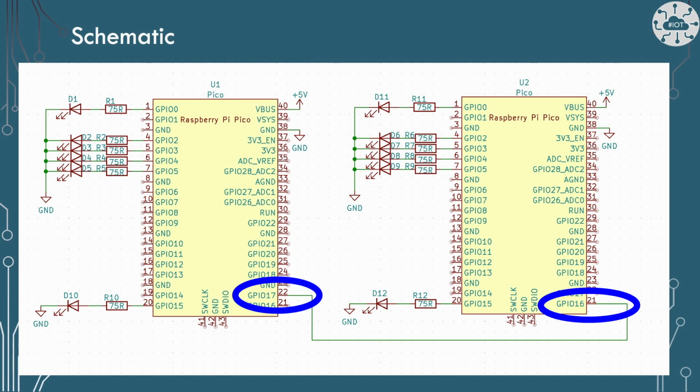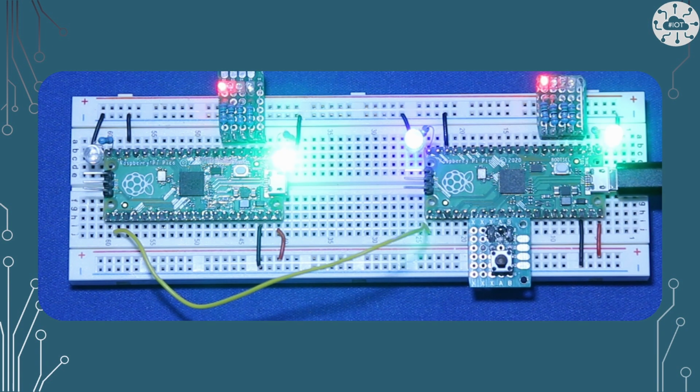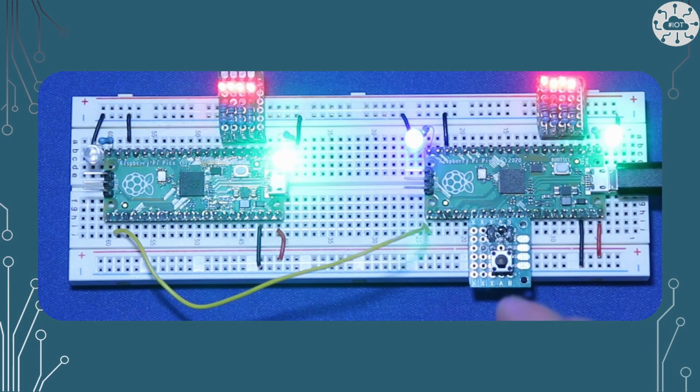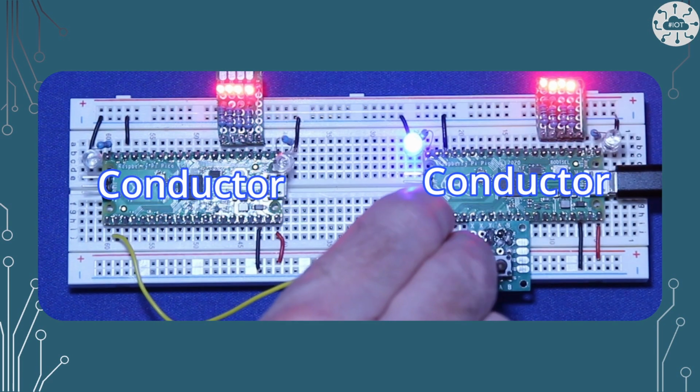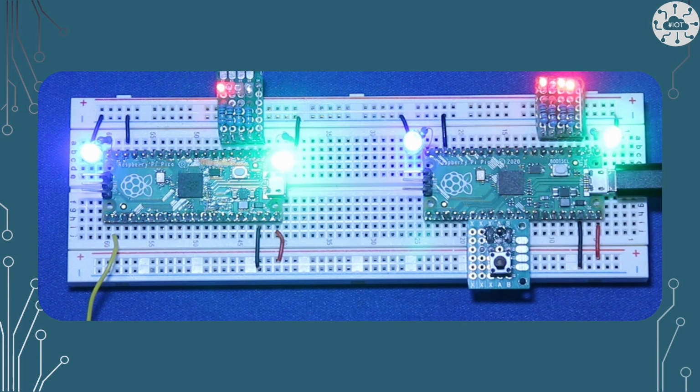Then we will use UART 0 on the Pico to communicate between the two devices. We can use GPIO 16 as transmit and GPIO 17 as receive. So in this example, the unit on the right is the conductor and is sending out the random sequence. When I pull the serial connection out, both units become conductors and start displaying different values.